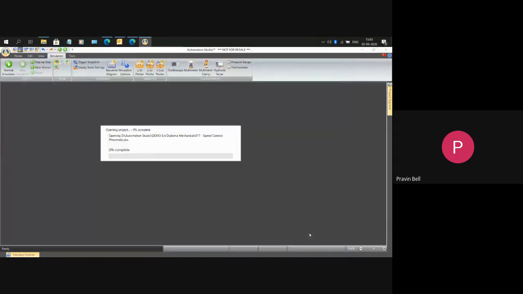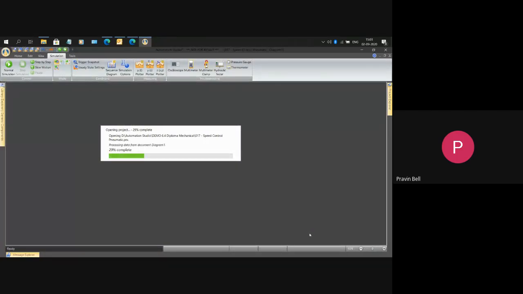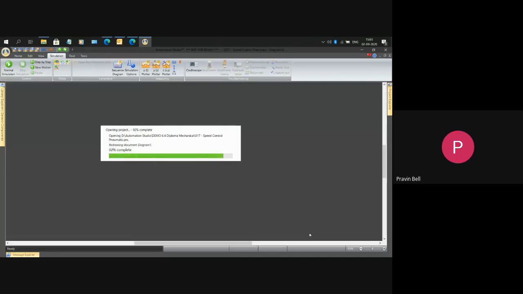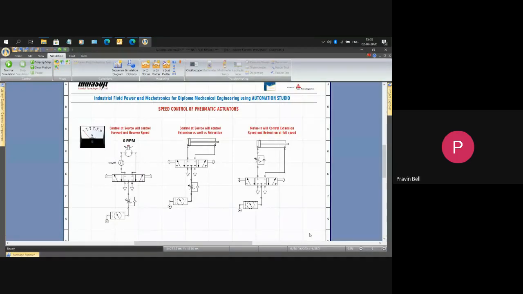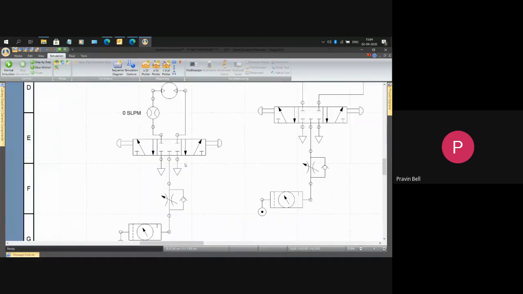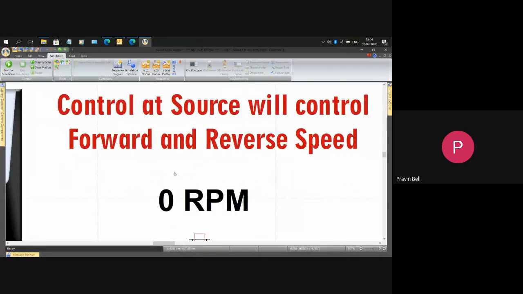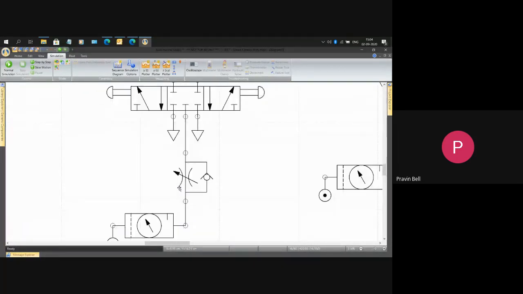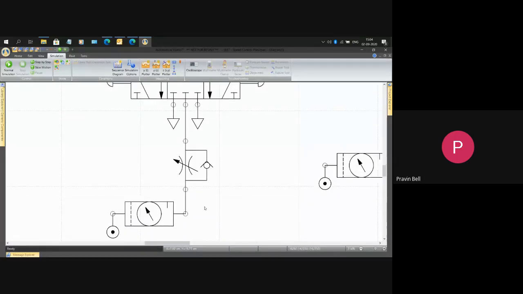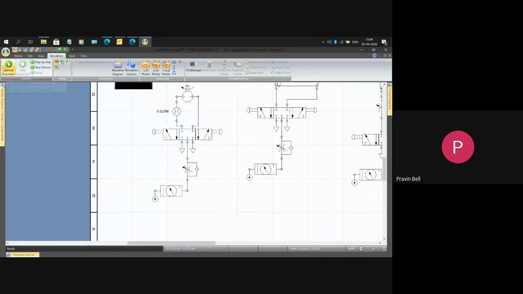Then speed control. See, speed control is mainly to do with a lot of things. You can change pump displacement. You can change the flow coming from the pump side, compressor side, or you can do a meter in, meter out configuration. So depending on what you want to do control speed with, it is up to you. For example, in the first circuit, control at source will control the forward and reverse speed, which means that at the source itself, from the compressor side, you are changing the speed of this particular system here.